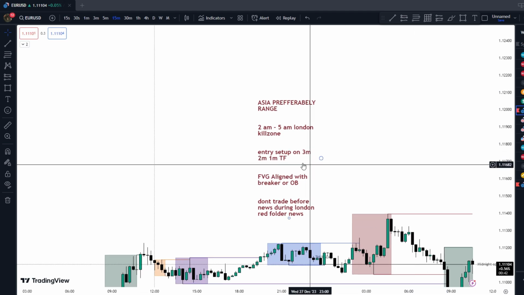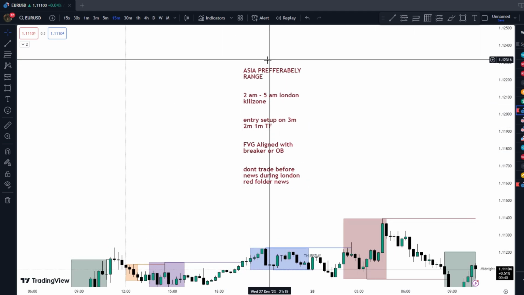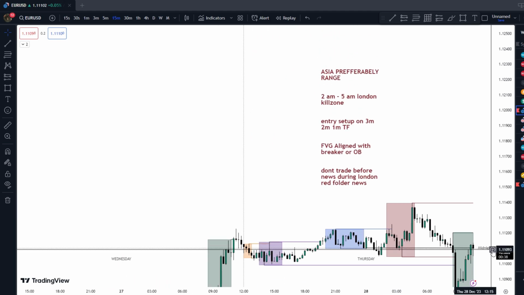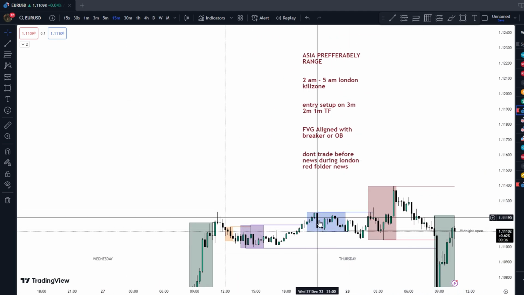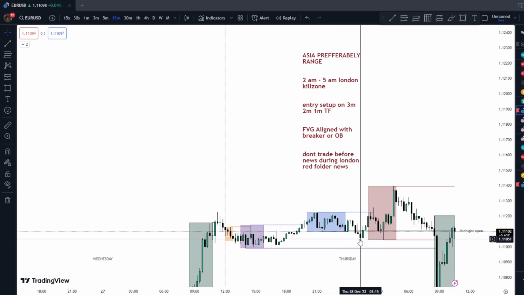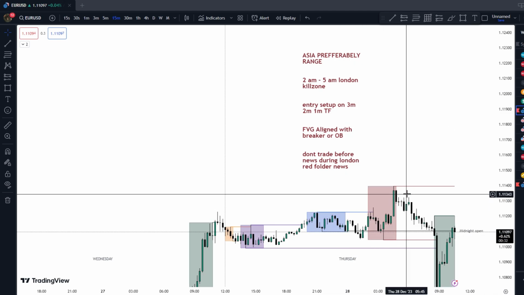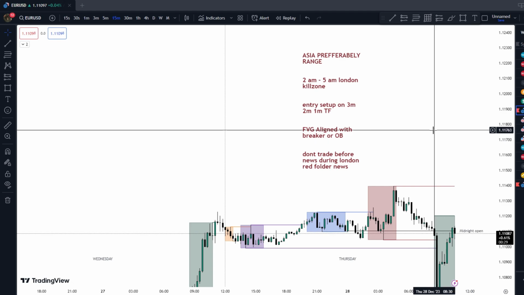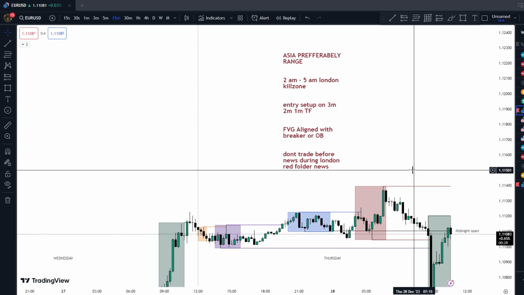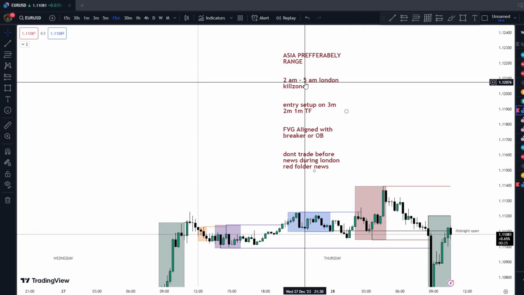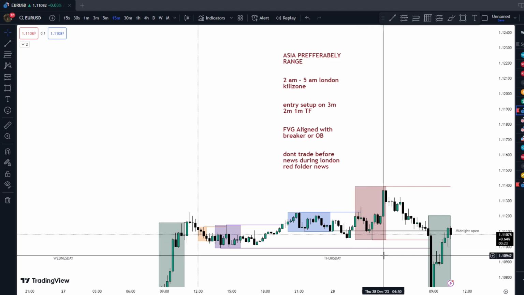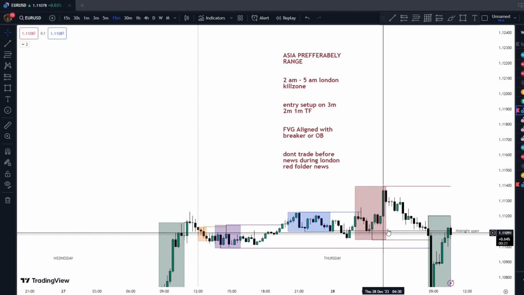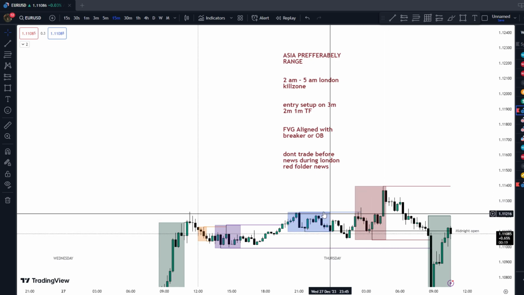So that's it. Asia, preferably a range, consolidating like this. Consolidating, we take low, high, low, high. This is the go-to model for this. From 2 a.m. to 5 a.m., this Asian kill zone here.